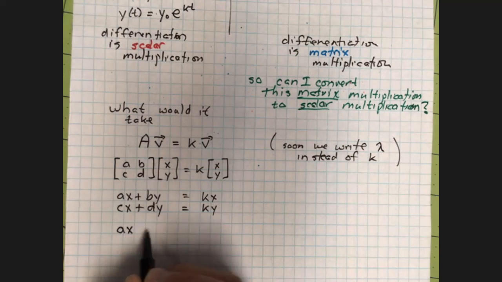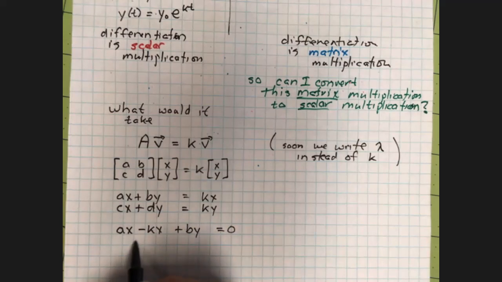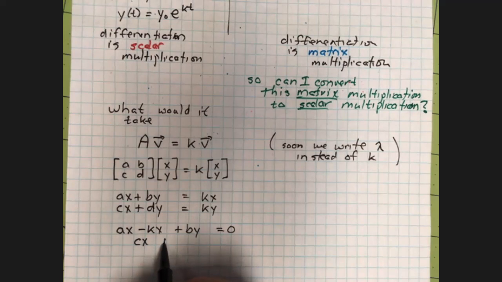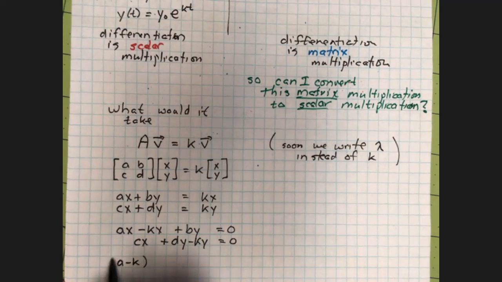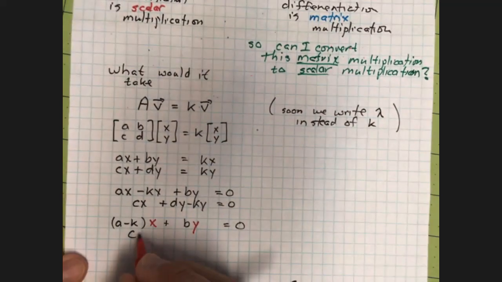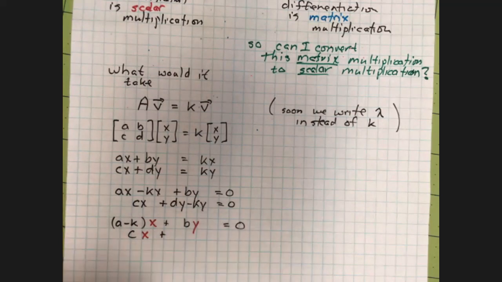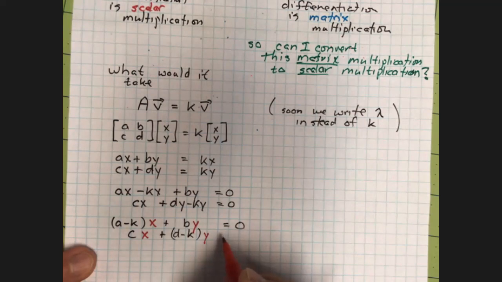AX minus KX plus BY equals zero. And CX plus DY minus KY equals zero. But that's the same thing as saying A minus K times X plus BY equals, I'm sorry, not equals, equals zero, and CX plus, I'm switching colors here for a reason, D minus K times Y equals zero.